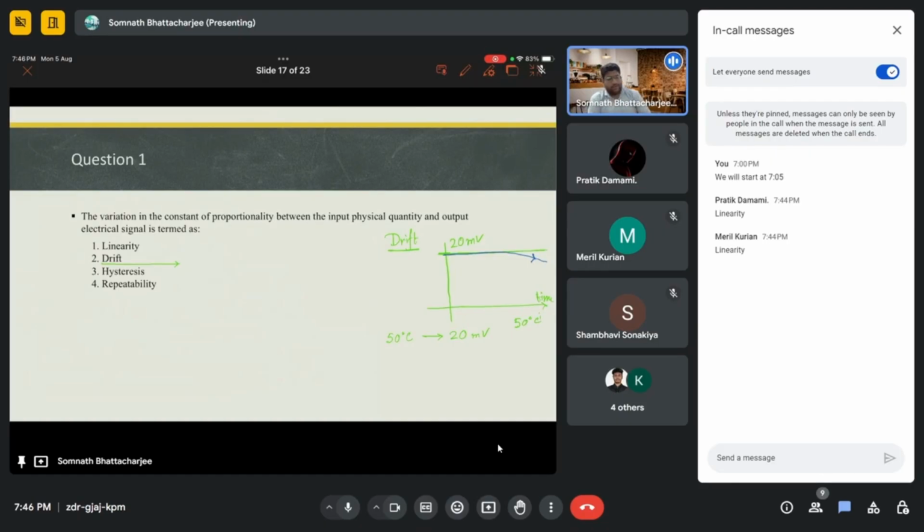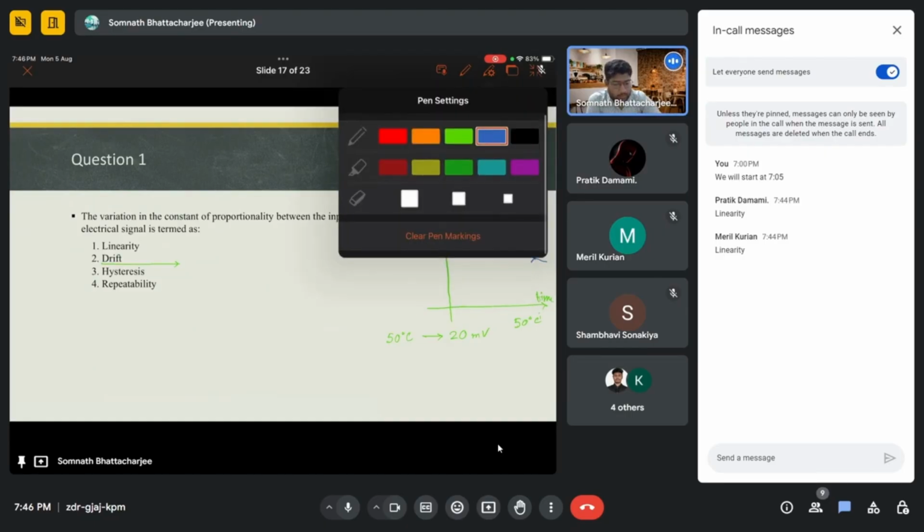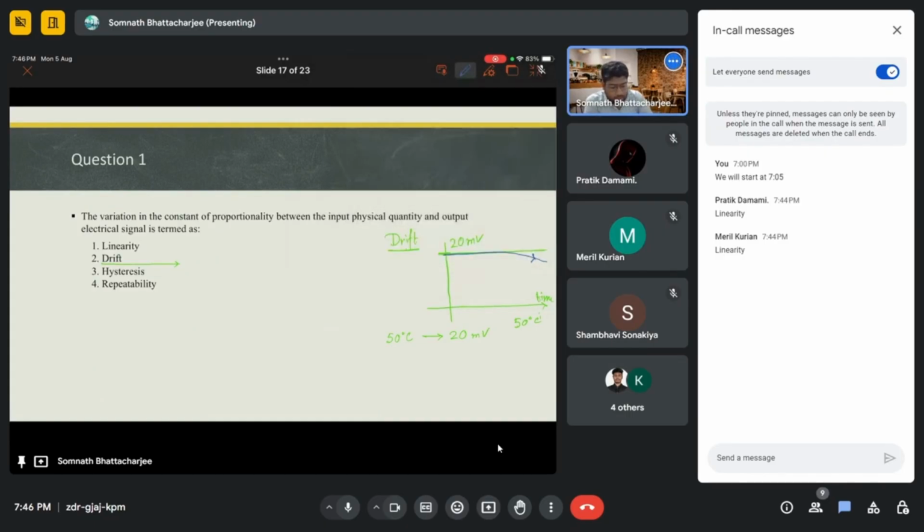I have told about the drift. Let me maybe explain everything here. Hysteresis is the change in output with the direction of input value change. So this is not the change in output, and this is also not the change in output with respect to time, that is a drift.